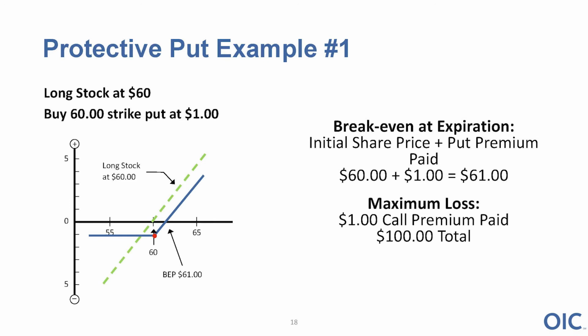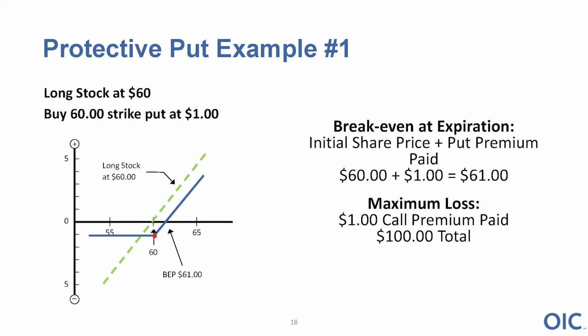So here's that protective put example in graph form, because sometimes it's easier to look at these in graph form. That dotted green line is the stock itself. If we just own the stock at 60, if it goes up, we make money. If it goes down, we lose money.